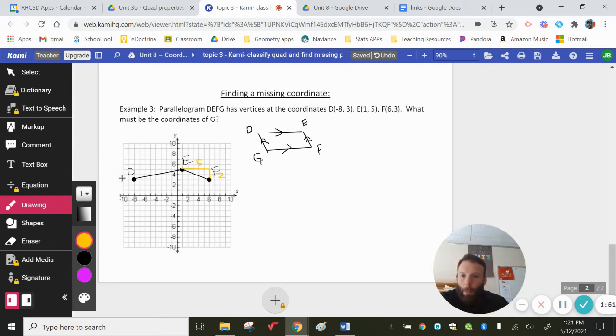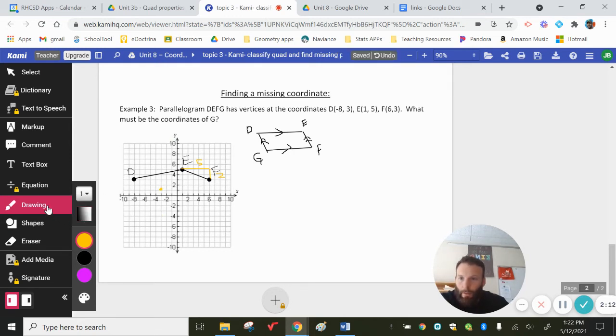Now I'm going to do the opposite over here. I want to go from D to G, so I'm going to go to the right 5 and down 2 to get to that point. So if I go right 5, I'll be here, and if I go down 2, I'll be here. So this point right here is where I think point G should go.